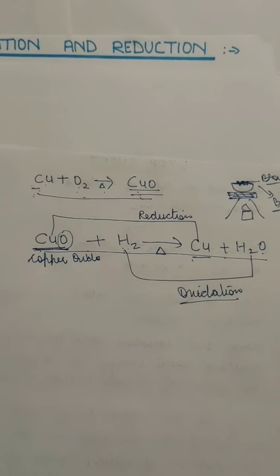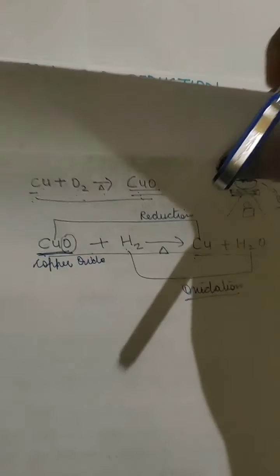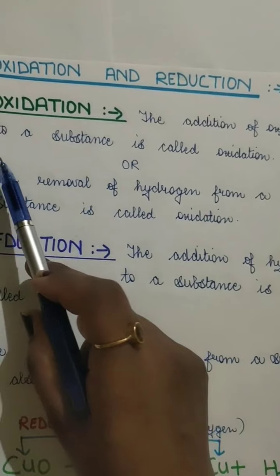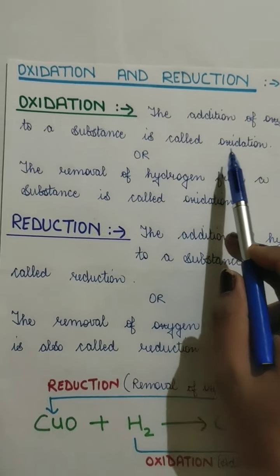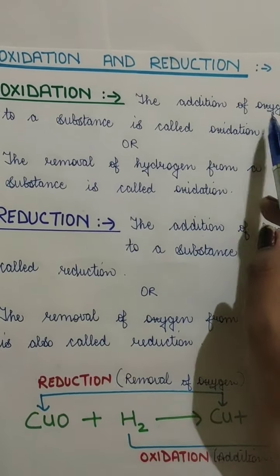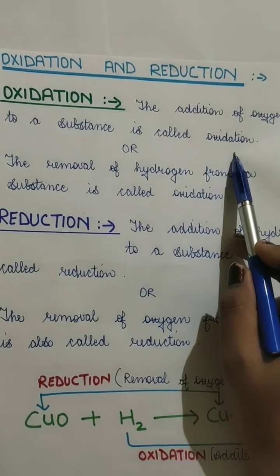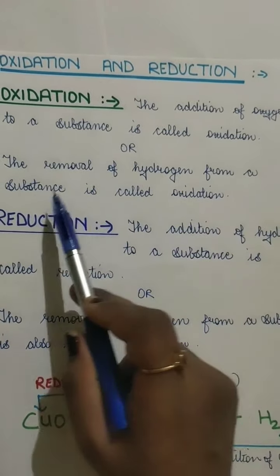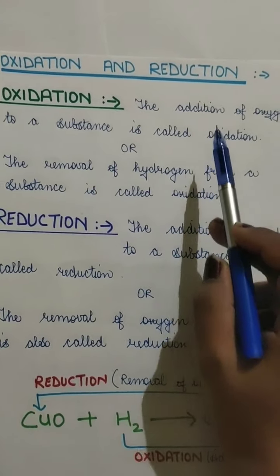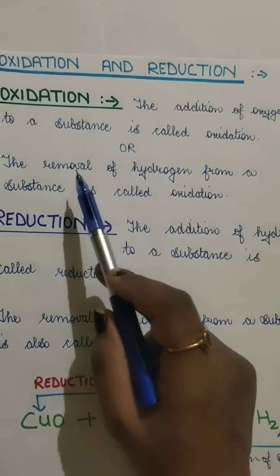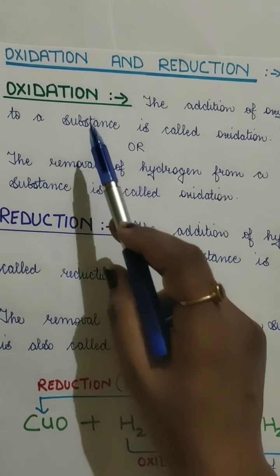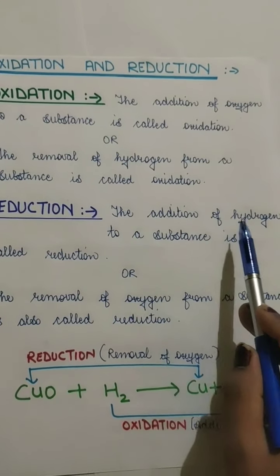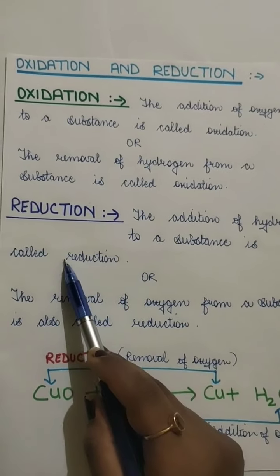So the definition is: the addition of oxygen to a substance is called oxidation. Whenever we add oxygen to any substance, it is called oxidation, or when we remove hydrogen from a substance, it is called oxidation. That means the addition of oxygen or a removal of hydrogen is called oxidation. Next is reduction. In this, the addition of hydrogen to a substance is called reduction.